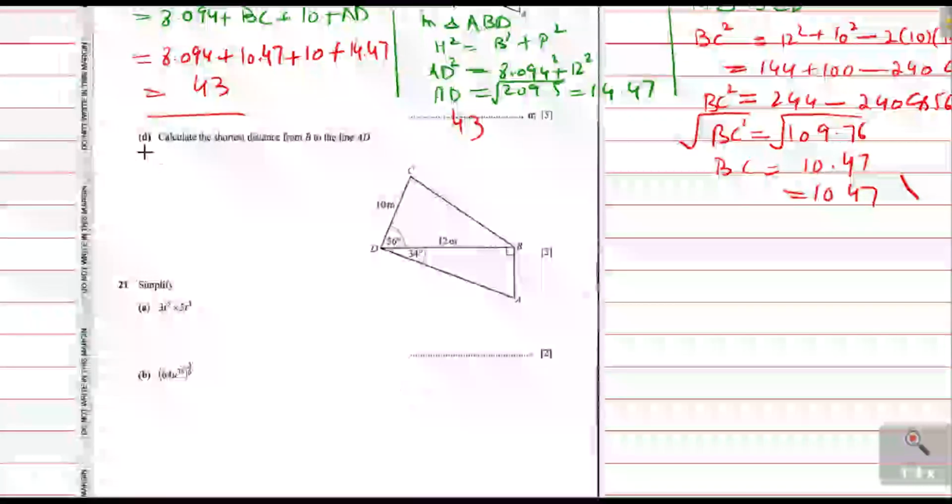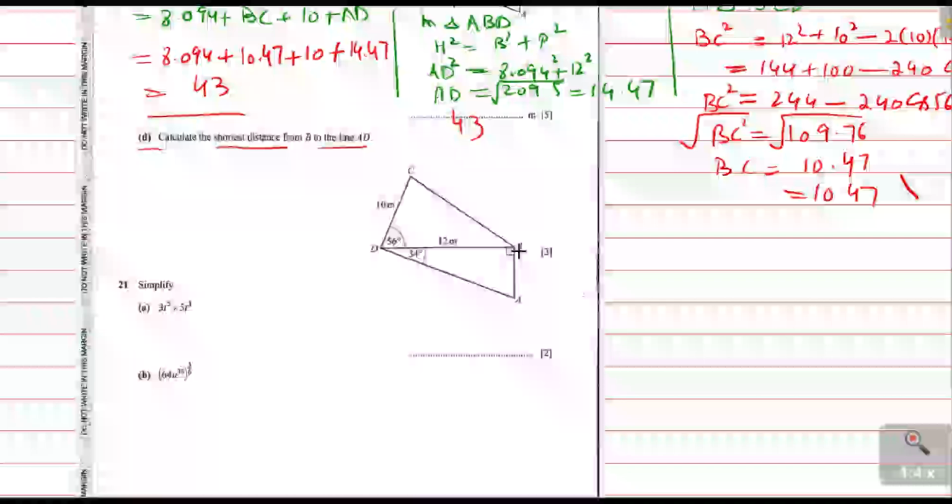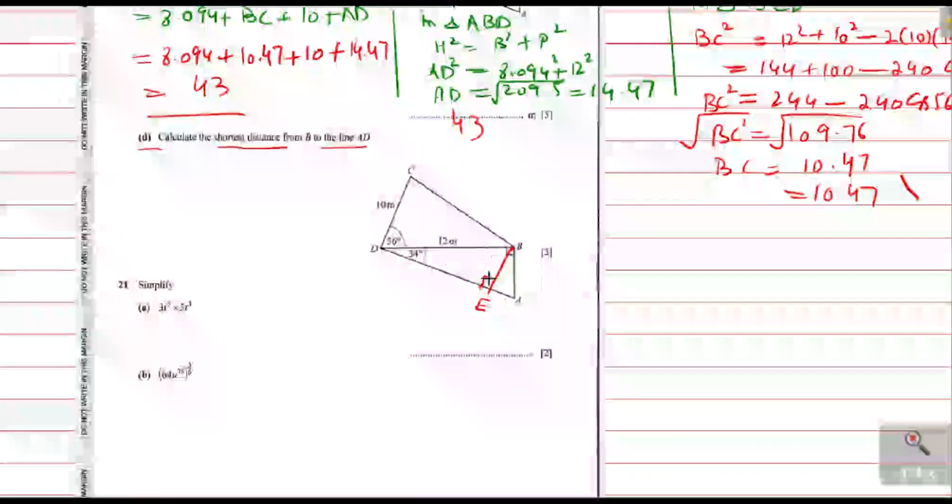Question 20 part D. Calculate shortest distance from B to line AD. The shortest distance from B to AD, it is the perpendicular from B on AD. This is the shortest distance. We suppose that this perpendicular line intersects the AD at point E. So this is the opposite side of this angle 34. We write this is opposite. And this length BD is the hypotenuse of this right angle.